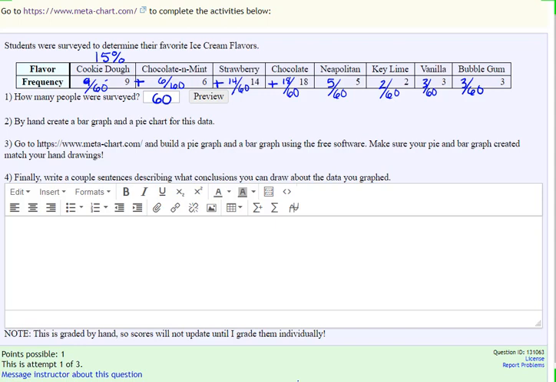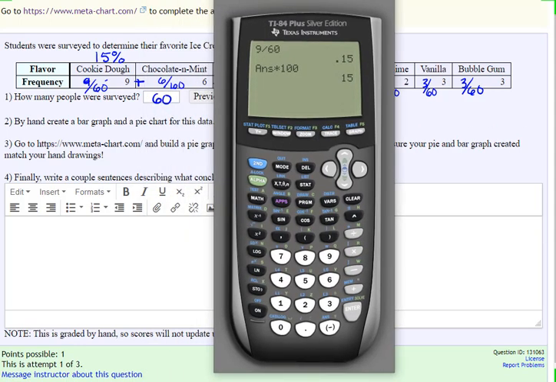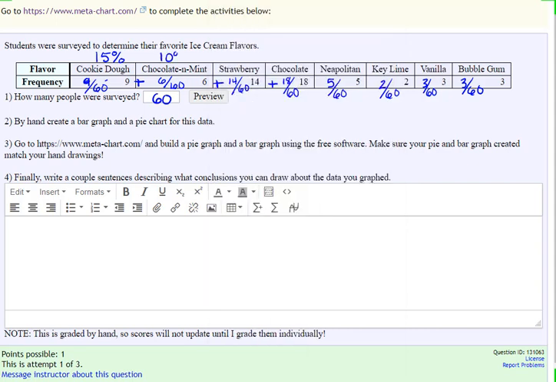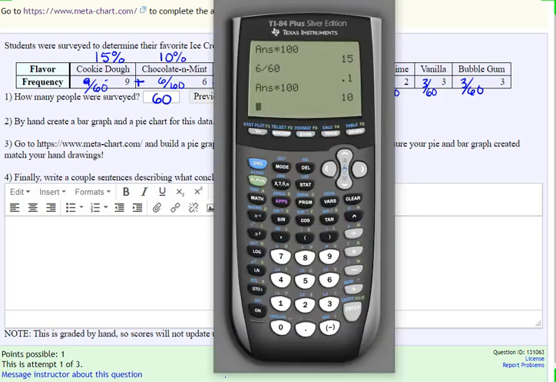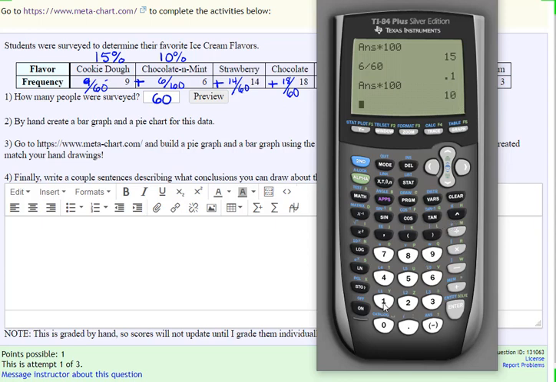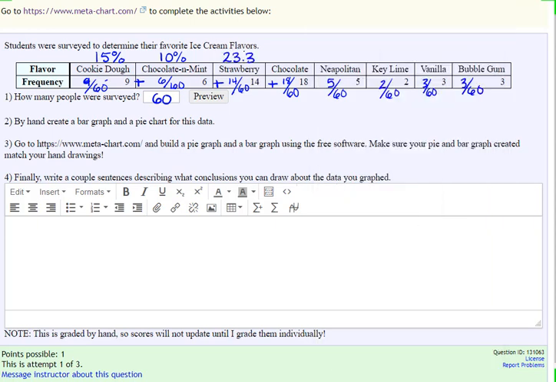The next one will be 6 divided by 60. And that gives me 0.1. Multiplying by 100 gives me 10%. Next one we have is 14 divided by 60. And that gives me 23.333% when I multiply by 100. We'll round it to 23.3 with a bar across it. So 23.3 with a bar percent.